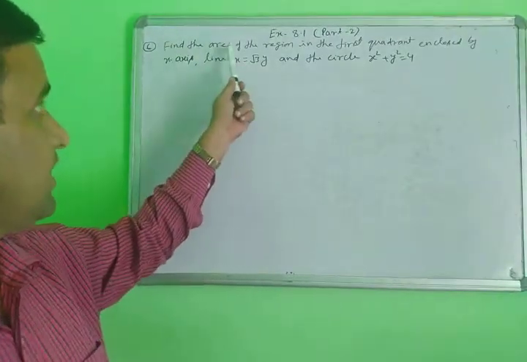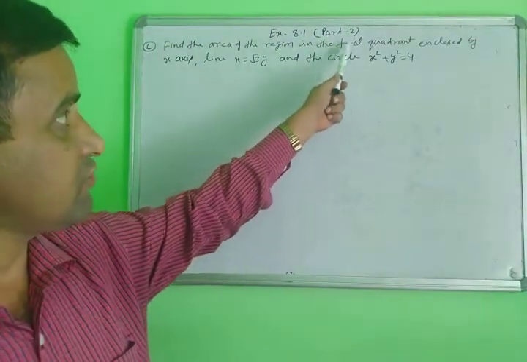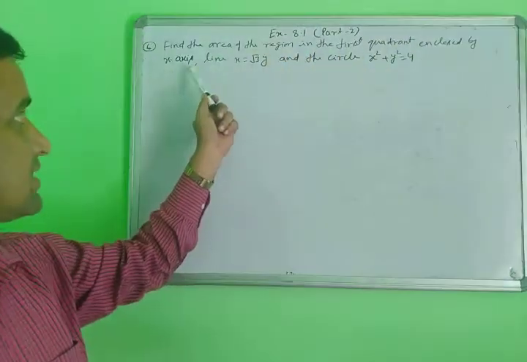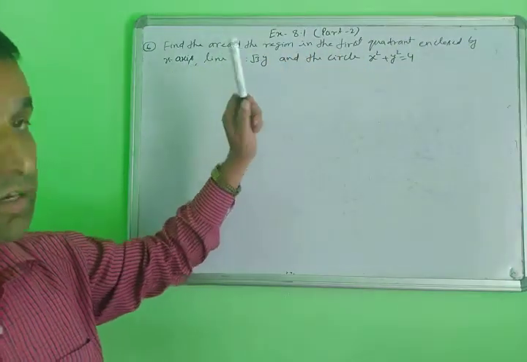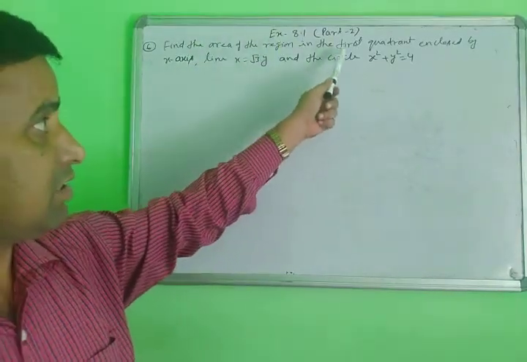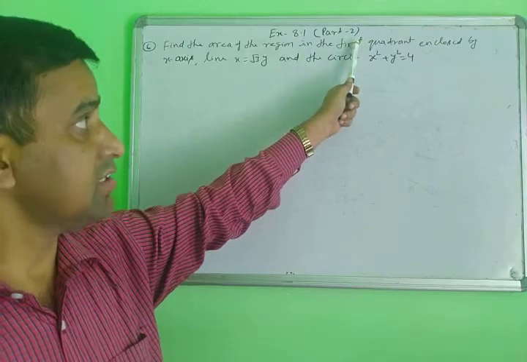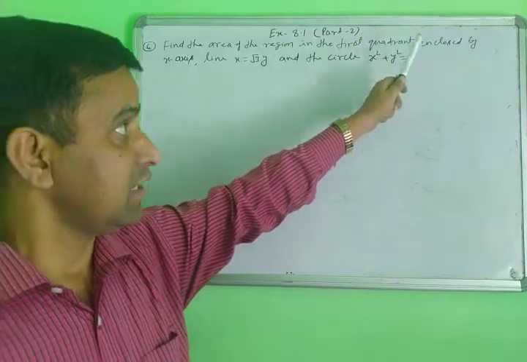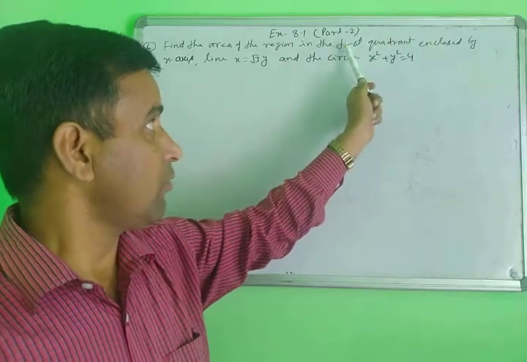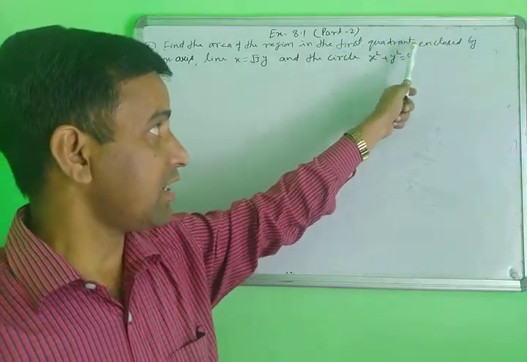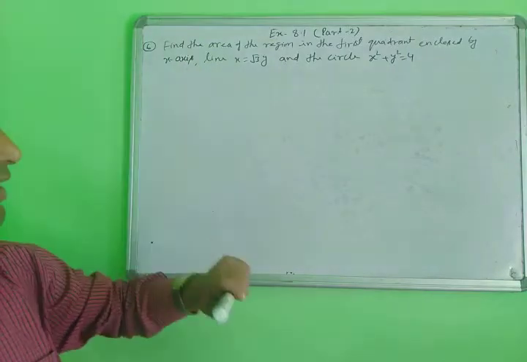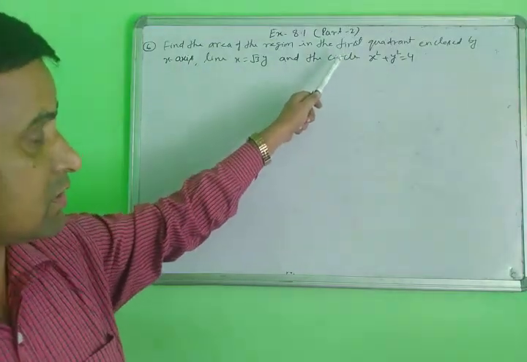Question number 6 is a different type of question. To find the area of the region in the first quadrant enclosed by the x-axis and the line. Read the question very carefully. You will find the area of the region only in the first quadrant, and it is enclosed, not the complete first quadrant. The first quadrant region is enclosed by the x-axis and the line and the equation of the curve.